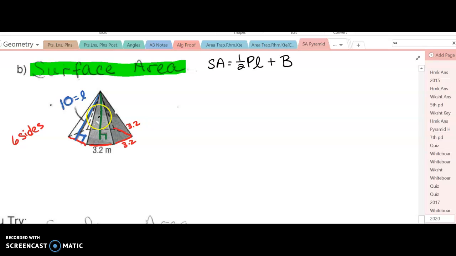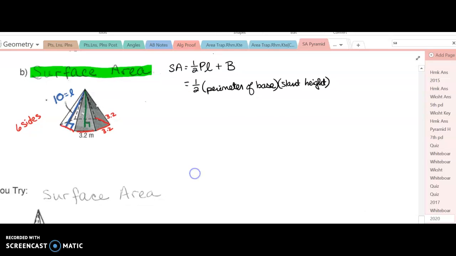All right, so this is the information we have to work with. So I have 1/2. Perimeter of the base is what P stands for, times L, which stands for slant height, plus the area of the base.